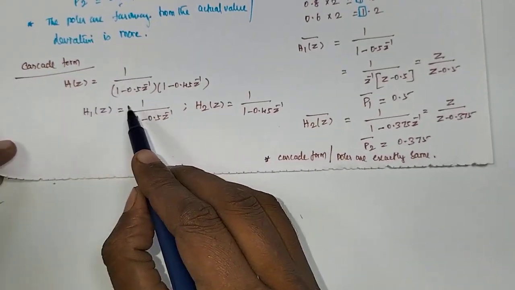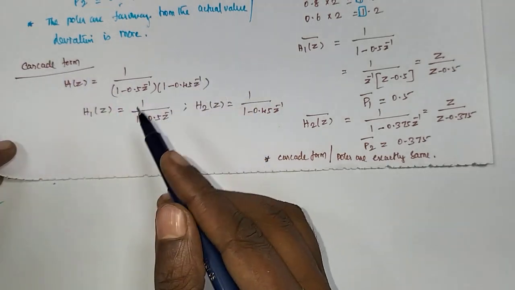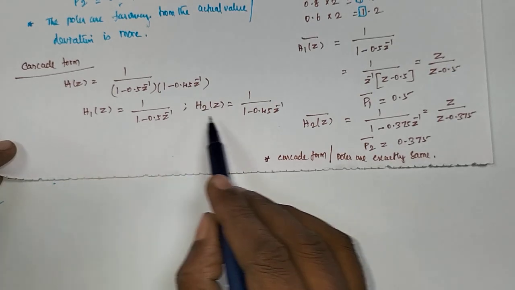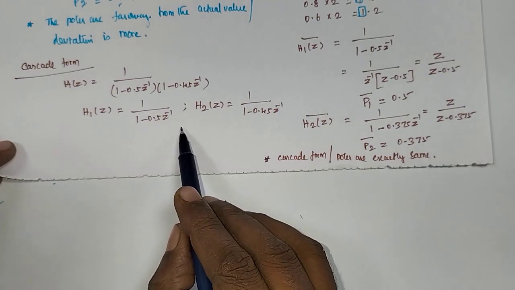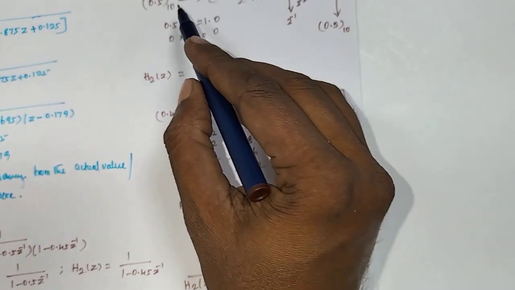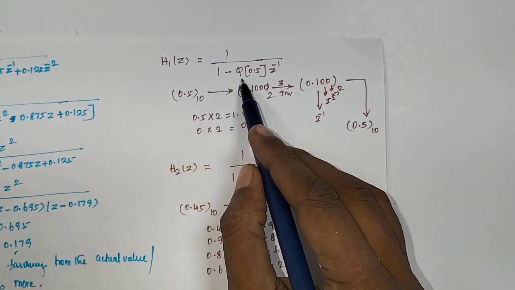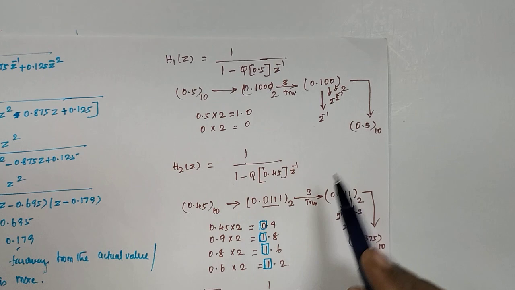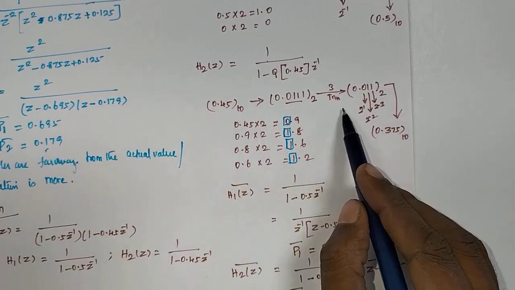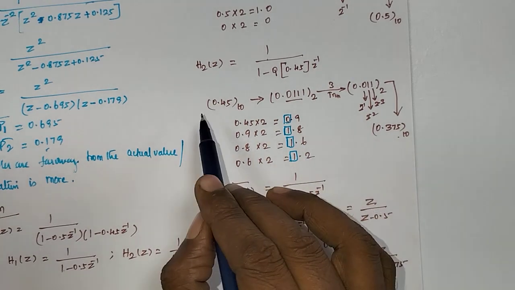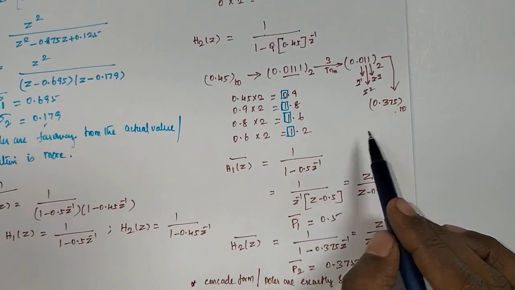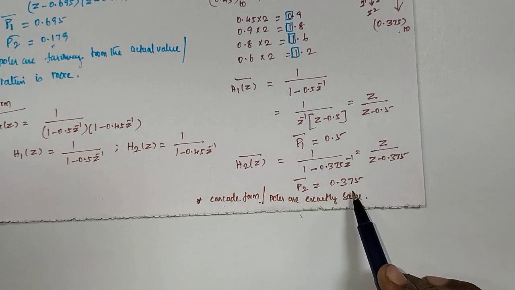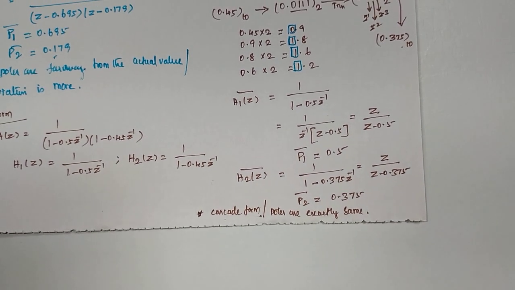Next one is the cascade form. In cascade form, I am dividing this into two transfer functions h1 of z and h2 of z, 1 divided by 1 minus 0.5 z inverse, and 1 minus 0.45 z inverse. For h1 of z, the quantization process is the same; for 0.5, after quantization it is the same, and similarly for 0.45 the quantization is 0.375. When it is compared with the actual value, there is not much difference. So by cascade form, the poles are almost the same. There is not much deviation from the actual value.